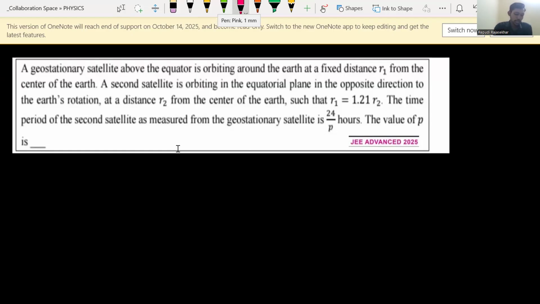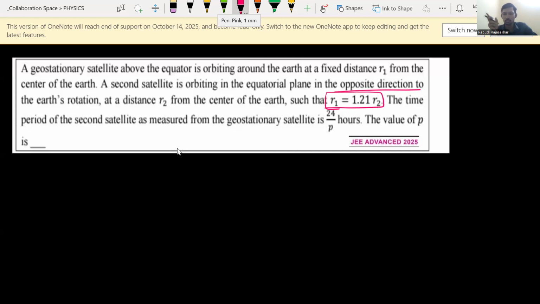A geostationary satellite above the equator is orbiting around the Earth at a fixed distance r1 from the center of the Earth. A second satellite is orbiting in the equatorial plane in the opposite direction to the Earth's rotation, at a distance r2 from the center of the Earth, such that r1 equals 1.21 r2.